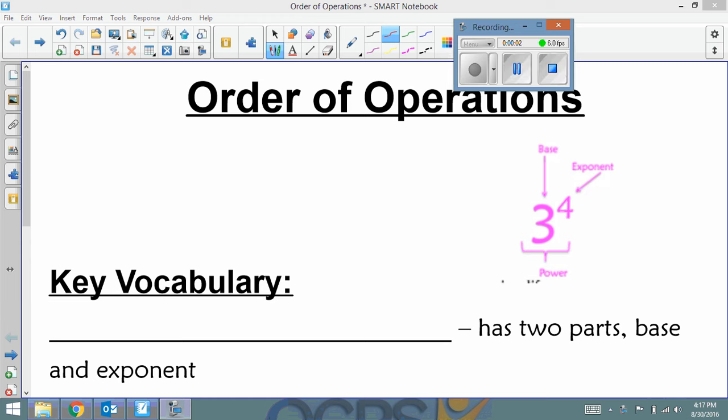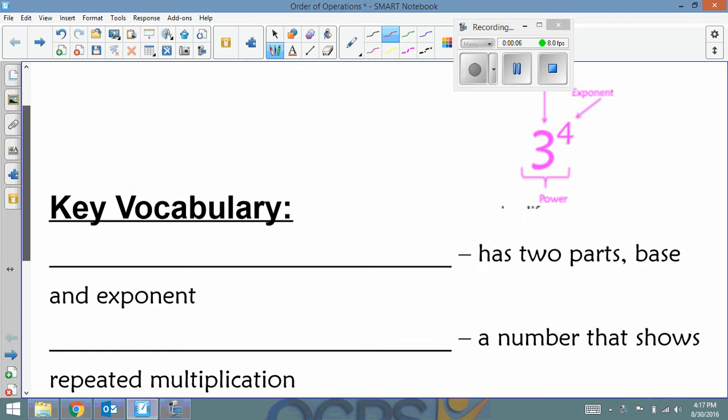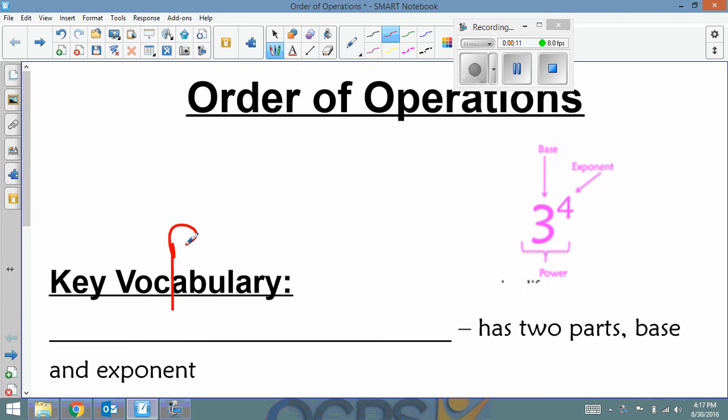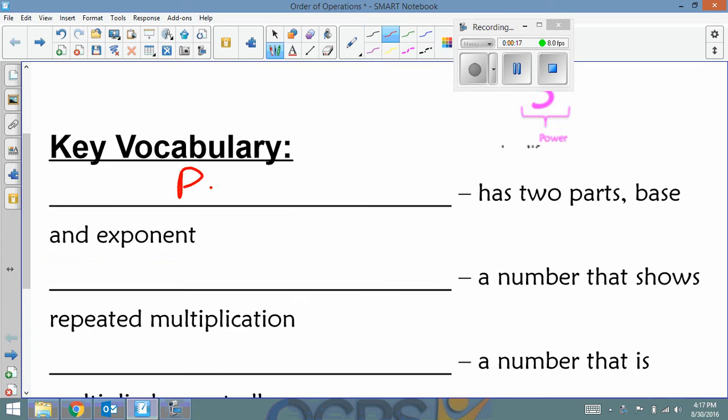So today we're going to talk about order of operations, and when we're talking about order of operations, we have some vocabulary there. So a power has two parts, a base and an exponent.